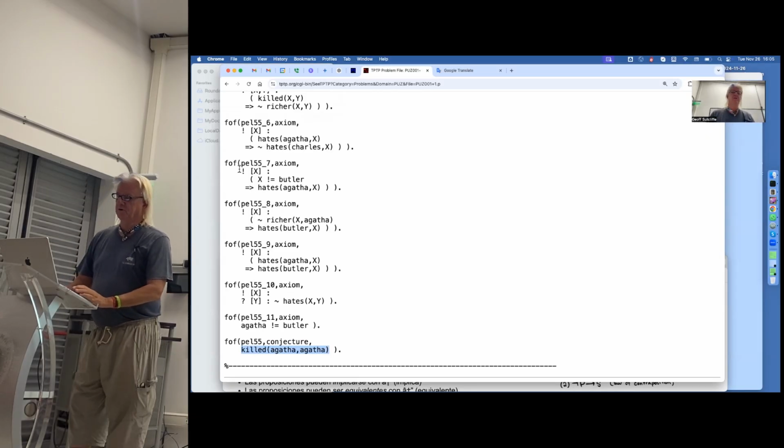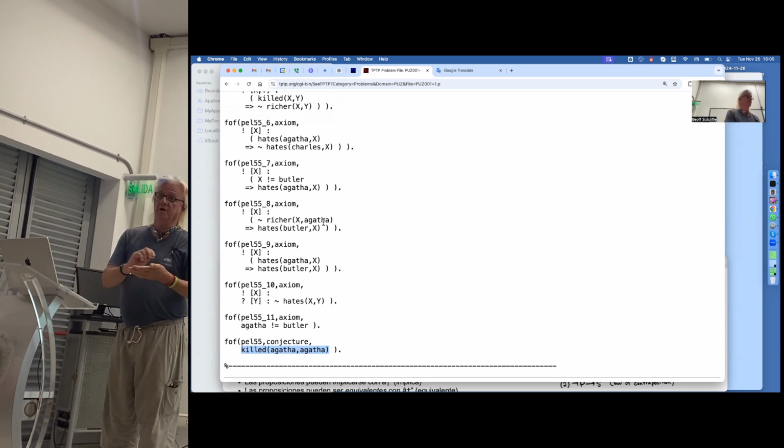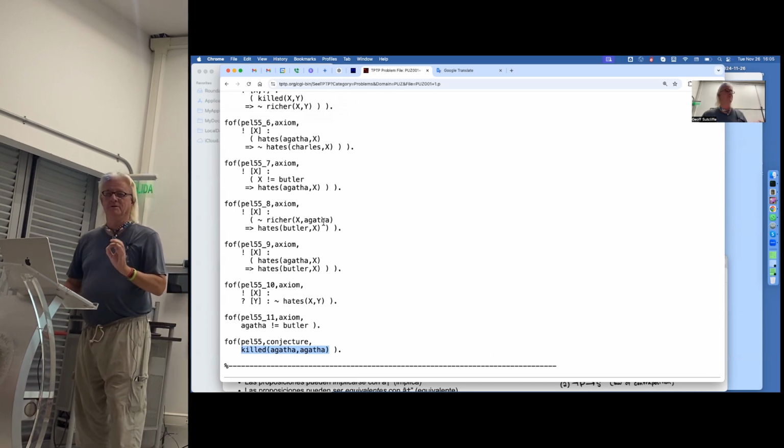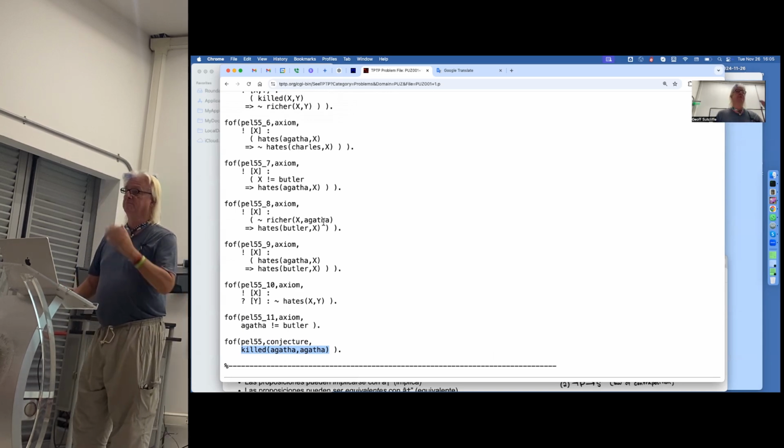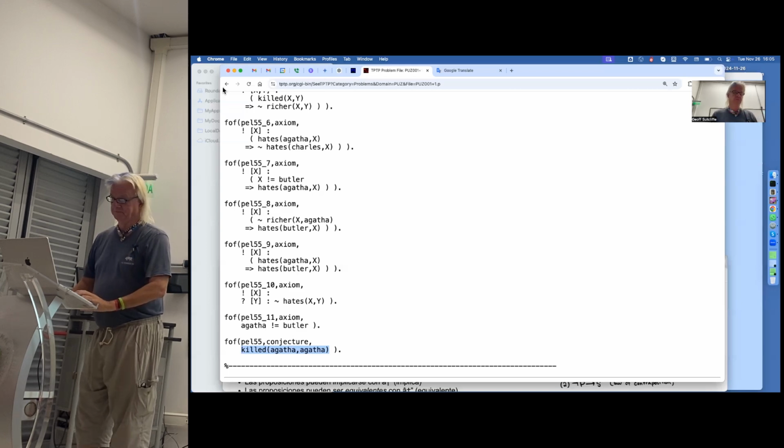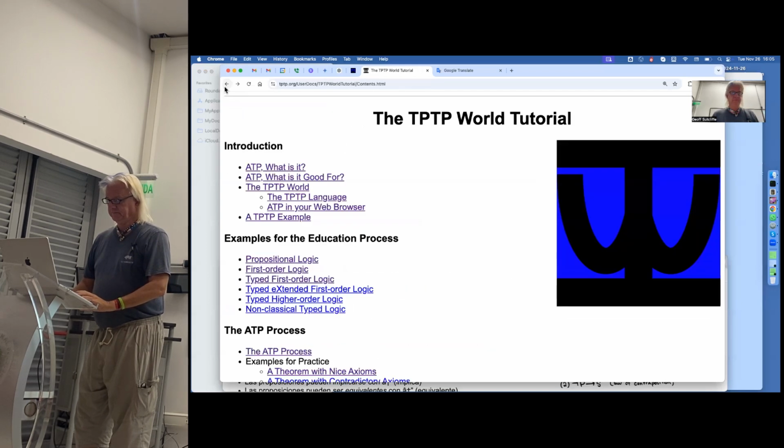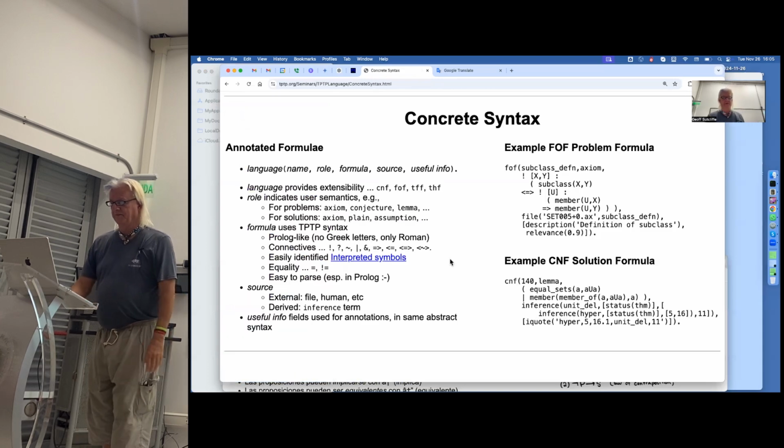But now we want to look generally at this language, because on your computer or on your paper, you have to learn how to write this language. It's very simple. It is designed to be simple for you people, and simple for computers. So let's just talk about the language.